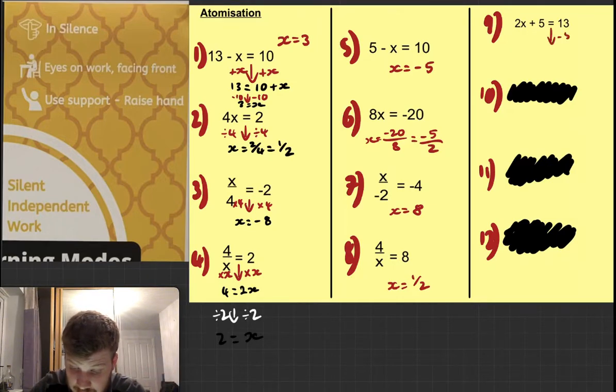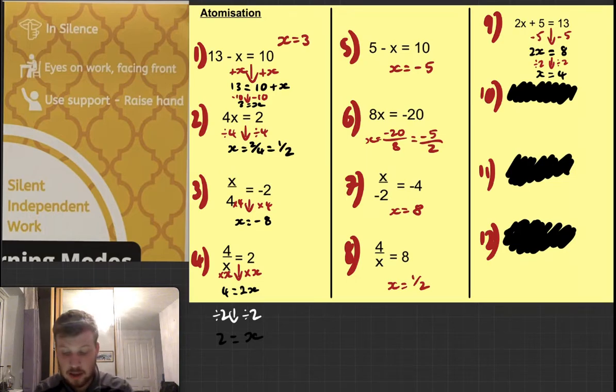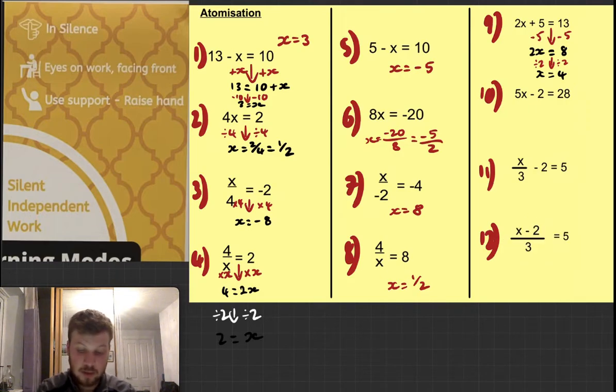So I'm going to take away 5 first. That's going to leave me with 2x on the left hand side. 13 take away 5 is 8. Now if 2x is equal to 8, I want to know what x is. Divide by 2, and that's going to give me x is equal to 4. Perfect. I'd like you to have a go at 5x take away 2 equals 28, x over 3 minus 2, and the final one. So have a go at these for me, please.